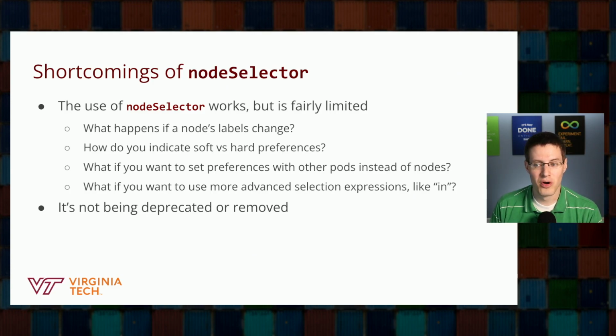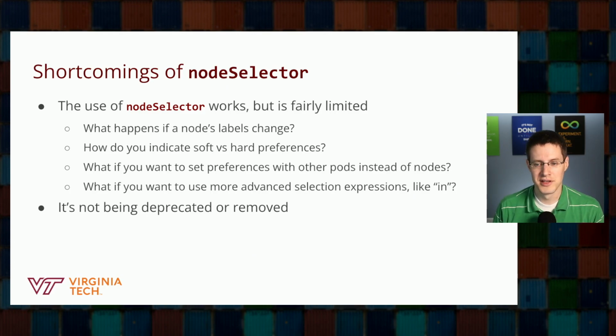And what if you want to use more advanced selection expressions like in? For example, I want a label that has this key, but maybe a collection of values that it could have. With that, there's been some new work to define what are called affinities, and that's what we're going to be talking about from this point forward.